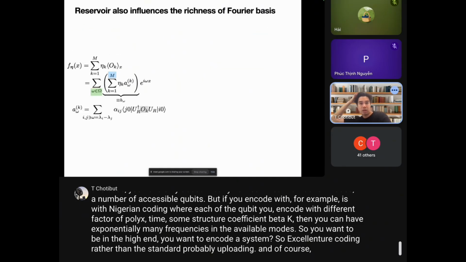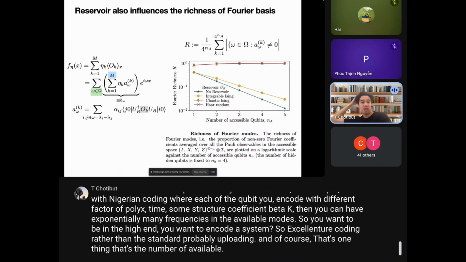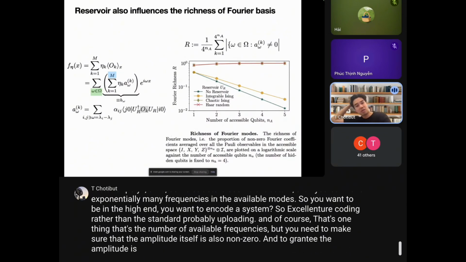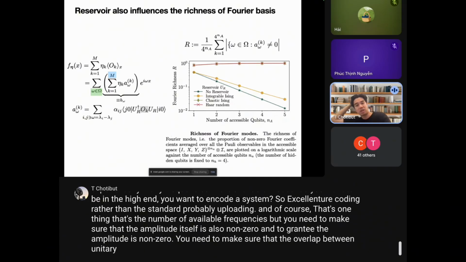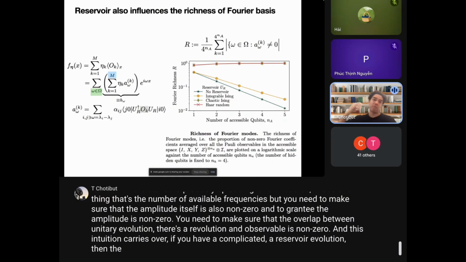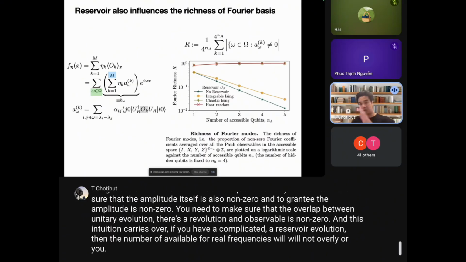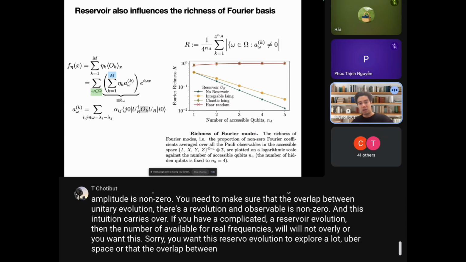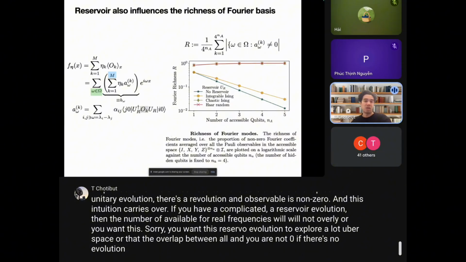And of course, that's one thing, that's the number of available frequencies, but you need to make sure that the amplitude itself is also non-zero. And to guarantee that the amplitude is non-zero, you need to make sure that the overlap between the unitary evolution, reservoir evolution, and observable is non-zero. And this intuition carries over: if you have a complicated reservoir evolution, then the number of available Fourier frequencies will not vanish. You want this reservoir evolution to explore a large Hilbert space so that the overlap between O and UR is not zero. If there's no evolution at all, then the amplitude will be 0. So that's shown on the right figure here.